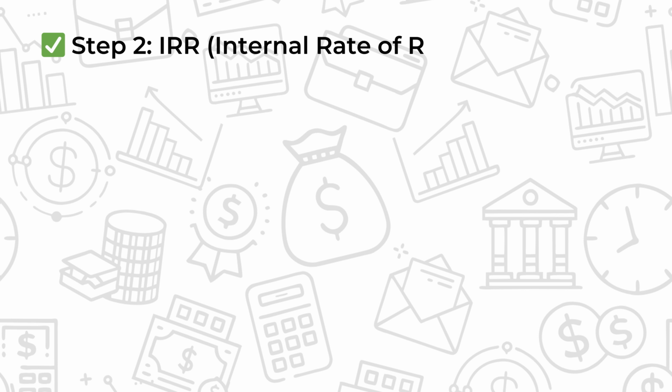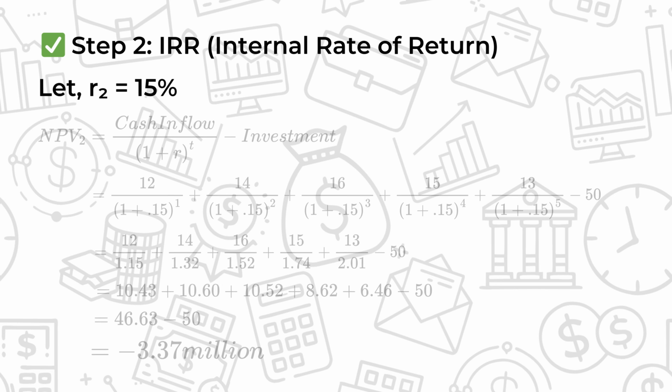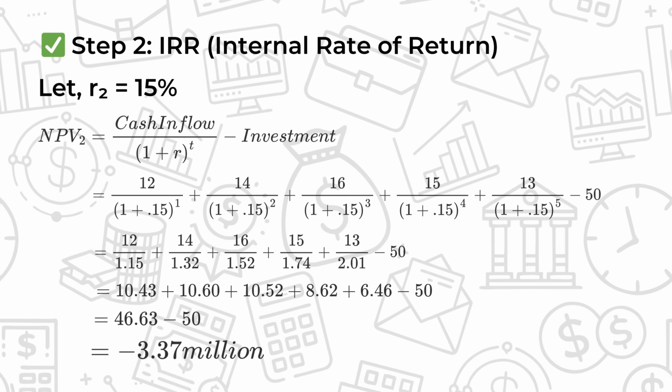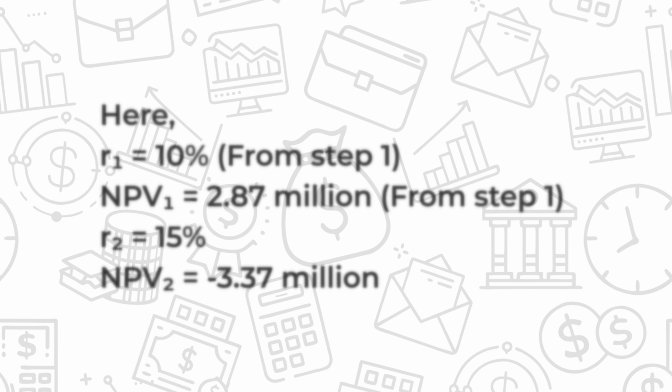Calculating the IRR, let the R2 be 15%. Now substituting the values in the NPV formula, we get the result of NPV2. The result is negative, minus $3.37 million. Here, R1 equals 10%. From step 1, NPV1 equals $2.87 million. R2 equals 15%. NPV2 equals minus $3.37 million.